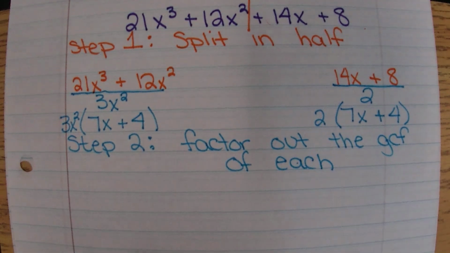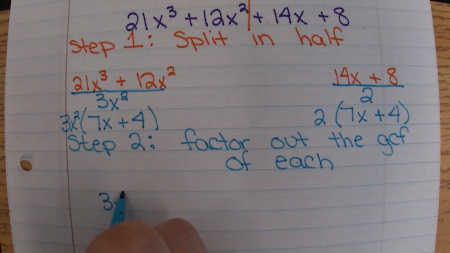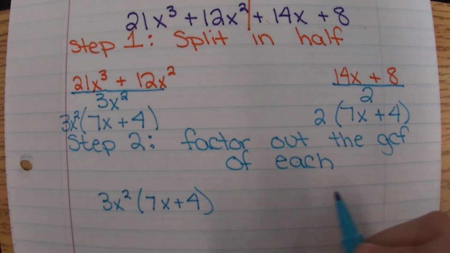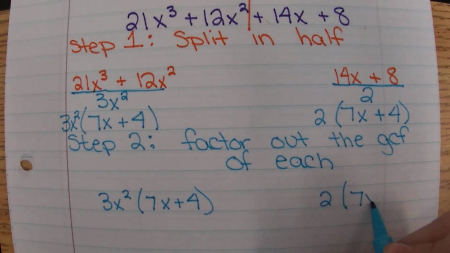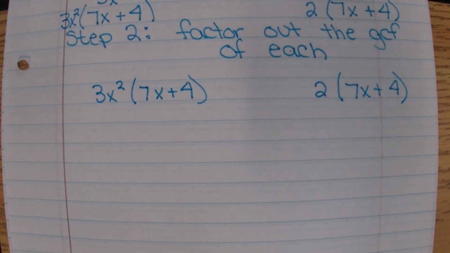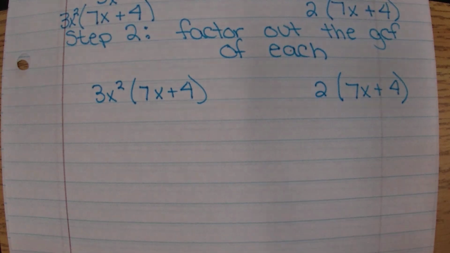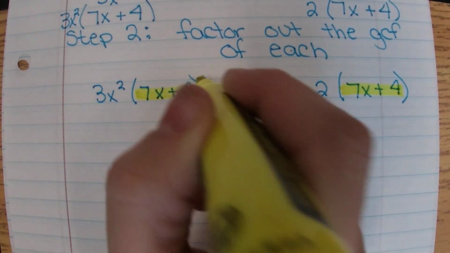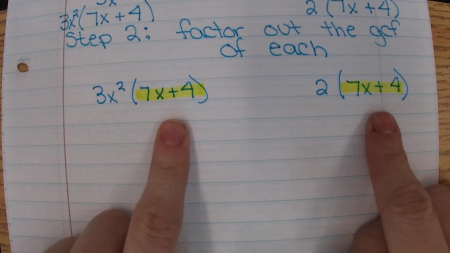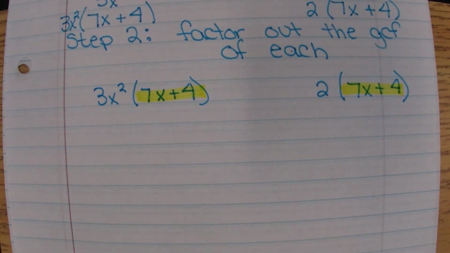So now that I factored out a GCF of each side, right now I'm here. I'm just rewriting what I had above. You don't need to do that. I'm just going to move my paper up. Okay, and in this step, it's really important that we notice that 7x plus 4 is happening in both situations. Okay, we need those to be matching binomials. That's not a coincidence. That's part of factoring by grouping.